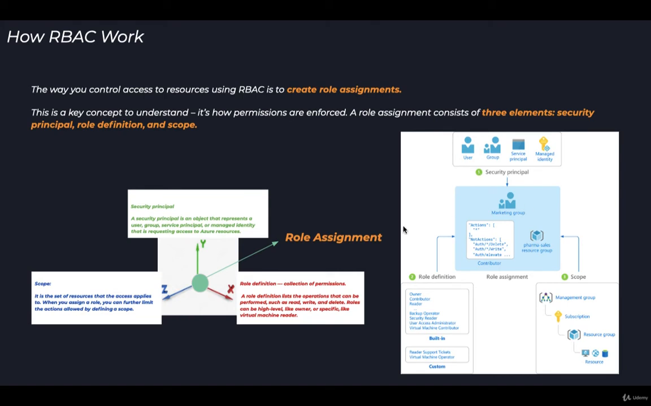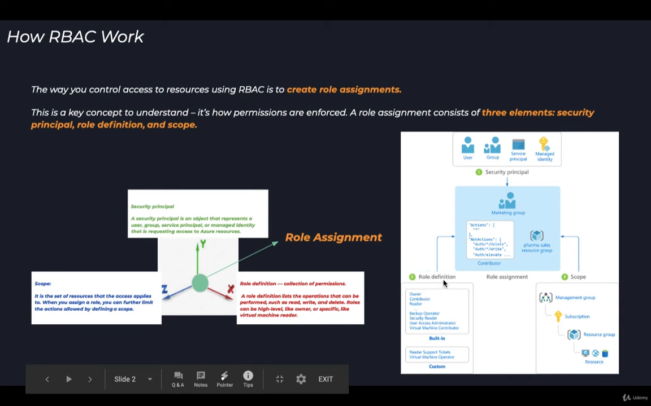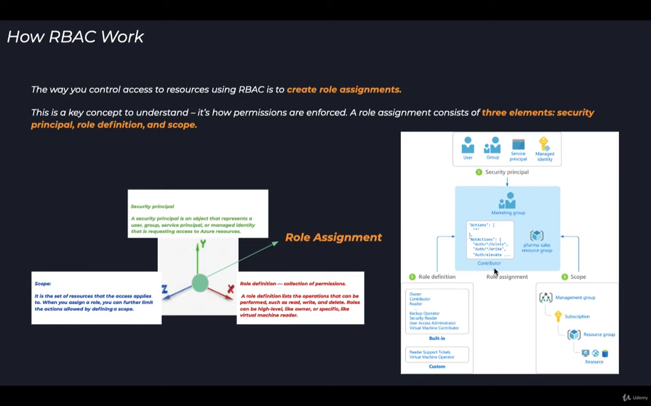In this particular lecture, we need to pay attention to the concept of role assignment. We'll try to understand it with the help of a security principal, which is the marketing group. We need three elements to understand RBAC, or role-based access control. First is the security principal. What is the security principal? We have a group, and the name given to the group is marketing group. Next is the role definition, meaning the collective permissions we provide to a particular group or security principal. The permission we have provided is the contributor role. So what actions can they perform using the contributor role?